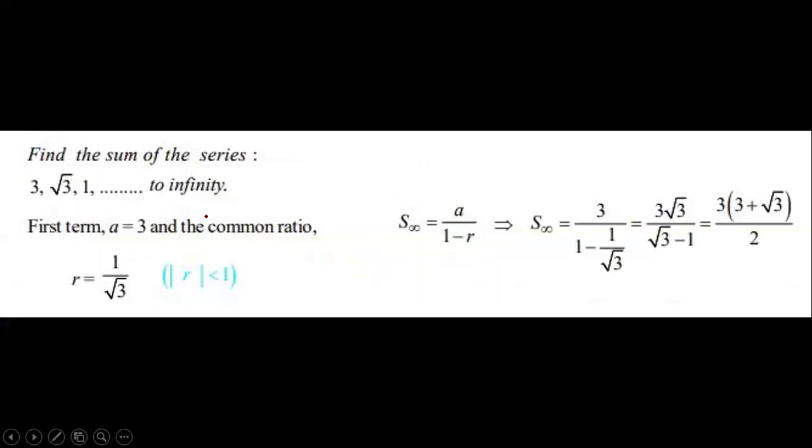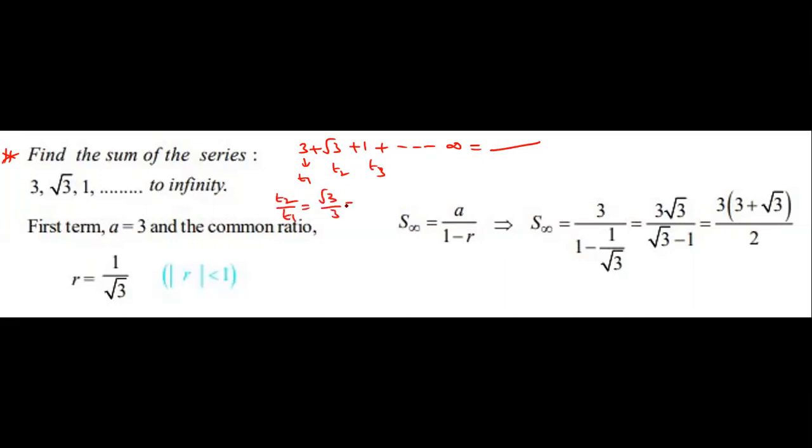Now write down. Find the sum of the series up to infinity. The given series is 3 plus root 3 plus 1 plus and so on up to infinity. First you should verify what this is: AP, GP, anything? What is T1, T2, T3? T2 by T1 is how much? Root 3 by 3 is 1 by root 3. T3 by T2 is how much? 1 by root 3. Yes.